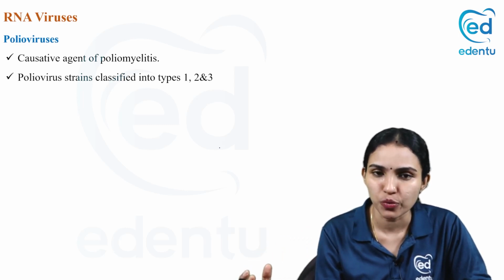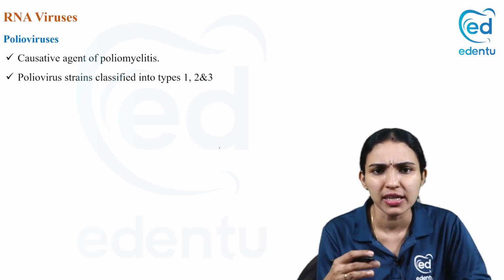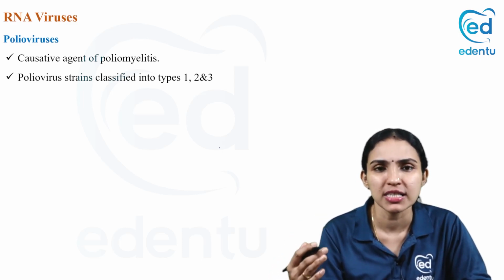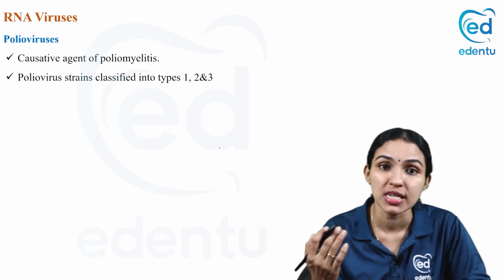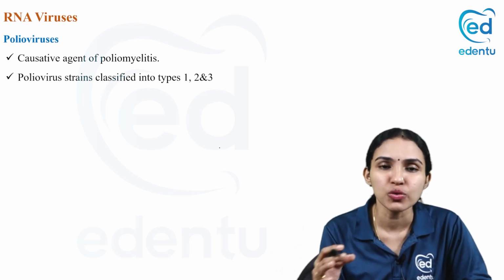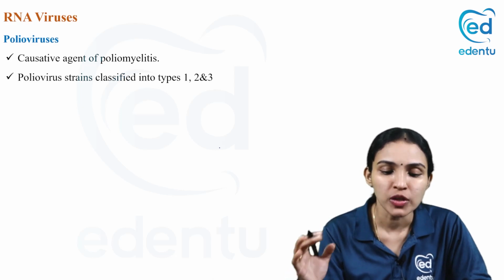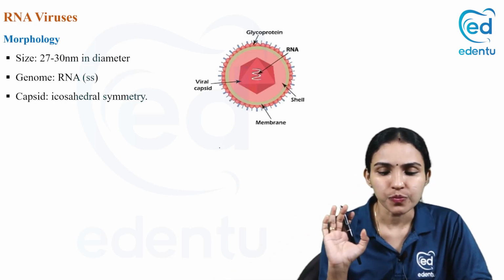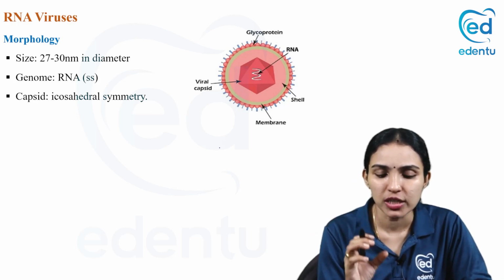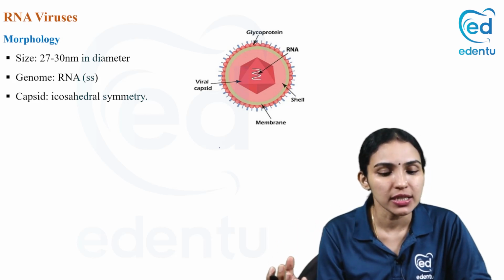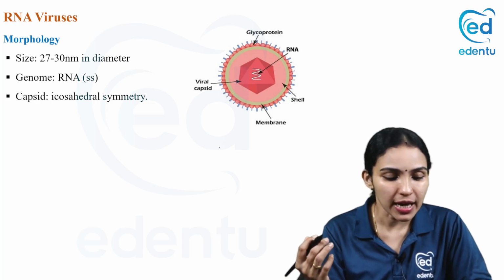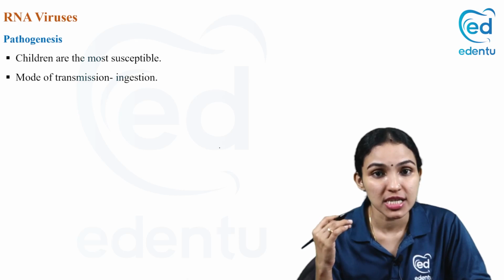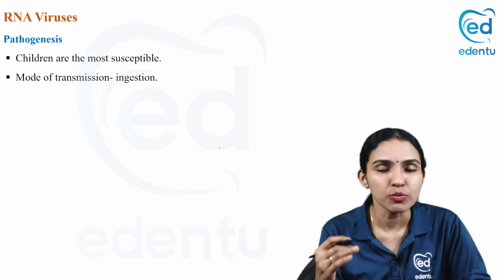Like, the last case was reported a few years back, and now we don't have active cases of polio. We only have cases of paralysis which are associated with the vaccine. Otherwise, we don't have any wild cases of polio. Poliovirus strains are classified into types 1, 2 and 3. This is comparatively a smaller virus. It has a single-stranded RNA. It is non-enveloped. And coming to the disease pathogenesis, children are more susceptible.